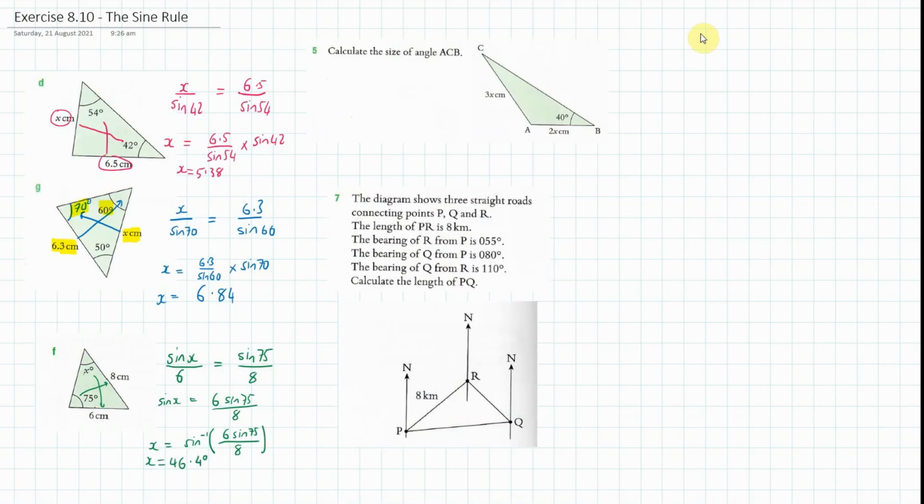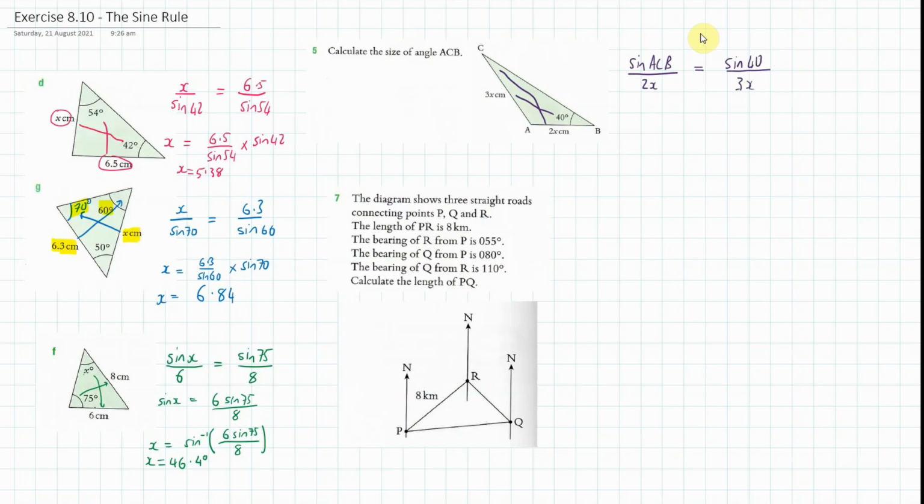I've got to calculate the size of angle ACB. So we compare this with this, and this is opposite that angle up there. So angle ACB is our unknown. So we'll go sine ACB over its paired side, 2x, equals, what have we got here? Sine 40 over its side, which is 3x.